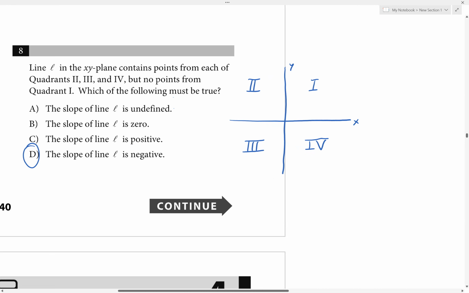If the slope is 0, it's a horizontal line. Again, that won't go through 3 quadrants. If it's a positive slope, no matter how we draw it, eventually we'll have to go through quadrant 1. So it has to be something like that. We have a negative slope. So letter D should be our final answer here.